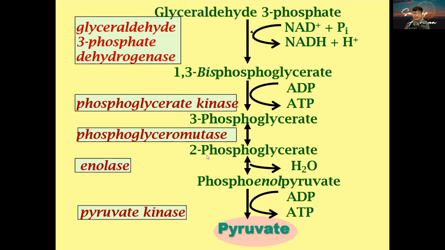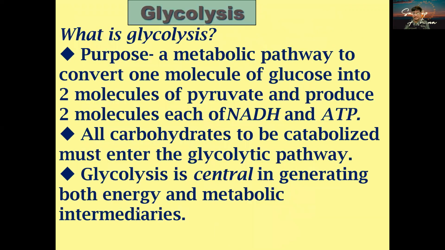That will be converted into 2-phosphoglycerate, where the position of the phosphate group changes from the third carbon to the second carbon, and enolase will convert this 2-phosphoglycerate into phosphoenolpyruvate, and that will be converted to pyruvate. Here again energy is going to be formed with the presence of pyruvate kinase.